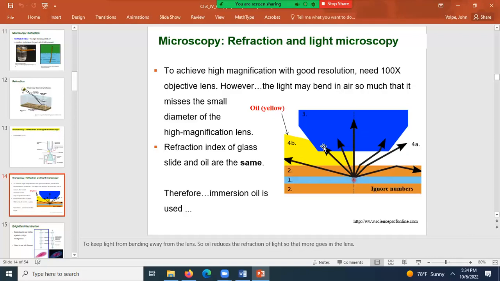And this is why you use oil with microscopes, because it helps improve the resolution. If you don't use oil with the 100x objective lens, I mentioned it earlier, that the 100x lens will be no better than the 40x lens. And because the 40x lens is much easier to use, you should use the 40x lens.